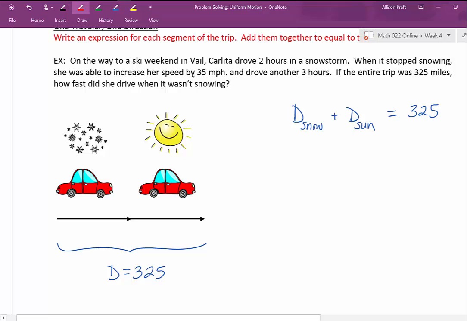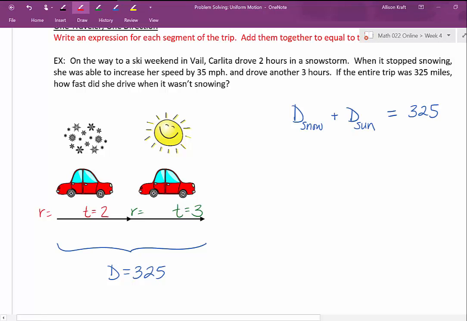So she drove just 2 hours in the snowstorm. So that's going to be the time in the snow is 2 hours. When it stopped snowing, she was able to increase her speed by 35 miles per hour and drove another 3 hours. So the time when it wasn't snowing, 3 hours. We need rates for each of these portions of the trip.